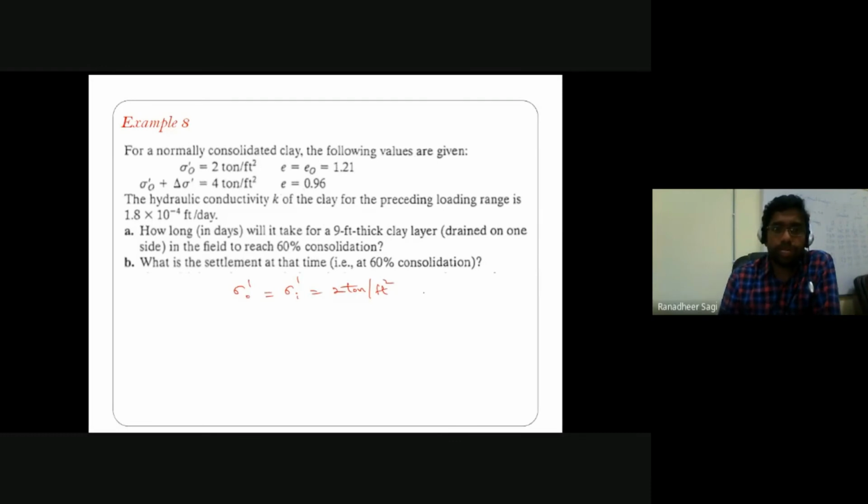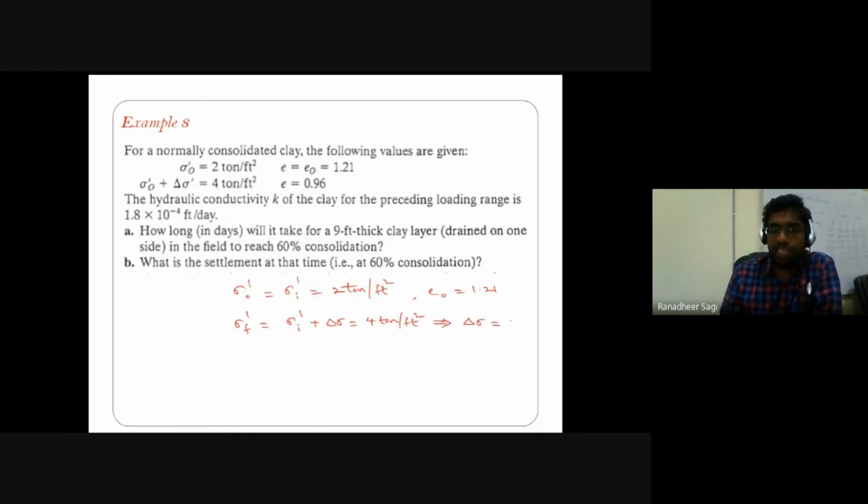square. The initial void ratio in that normally consolidated clay is 1.21. My final effective stress at the center of the clay layer, because my reference is always with respect to the center of the clay layer, is initial effective stress plus increment in stress, which is given as 4 ton per feet square. So what is the increment in stress that I have at the center of the clay layer?